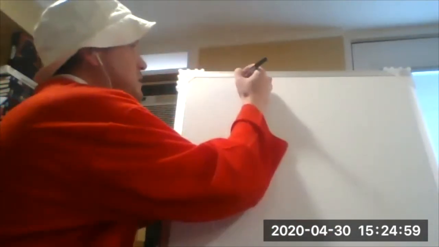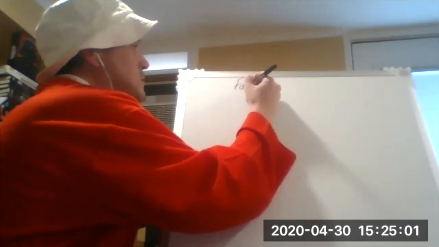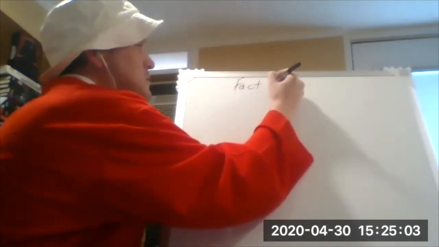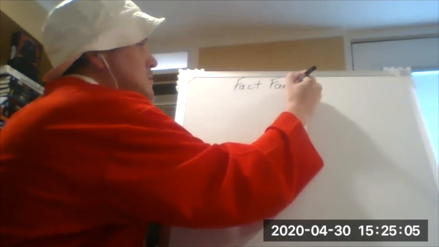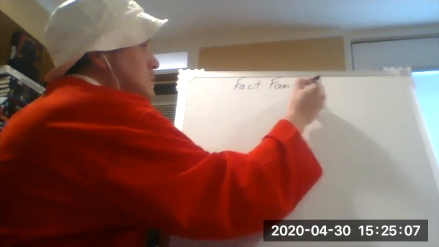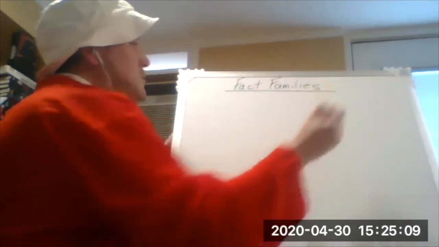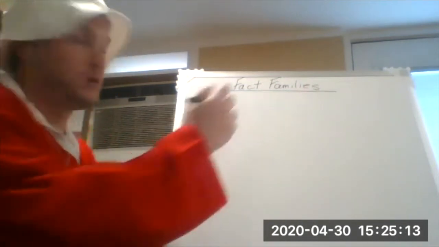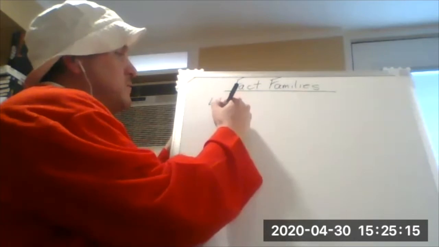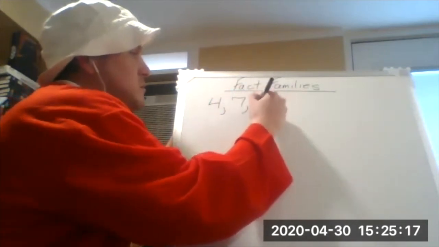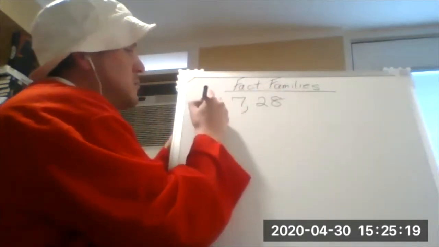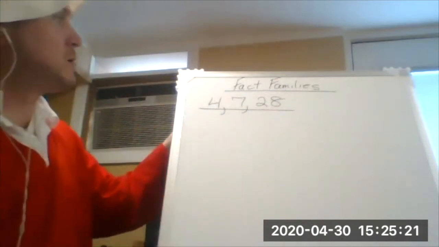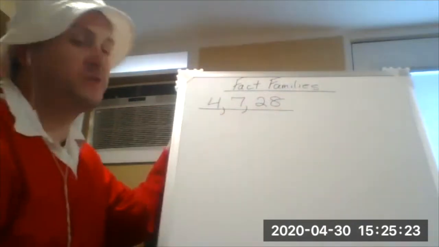creating what's known as fact families. Okay? You'll be given a set of numbers 4, 7, 28. And they'll say create a fact family for that.